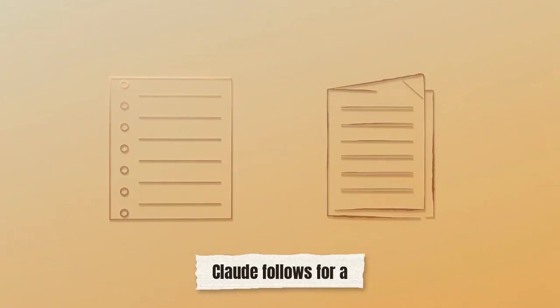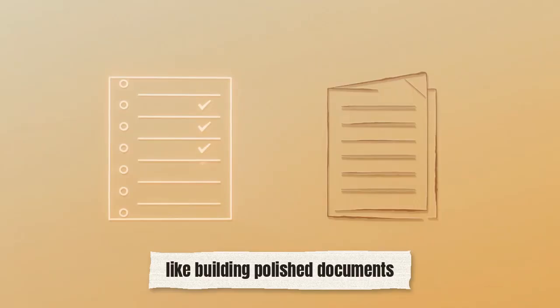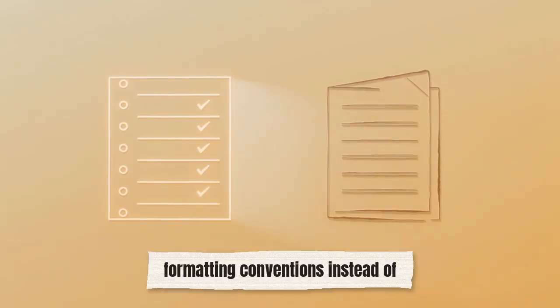Skills are reusable instructions Claude follows for a specific type of task. Think of them as a trained-in checklist for things like building polished documents, spreadsheets, or presentations, so the output follows real formatting conventions instead of a generic first attempt.